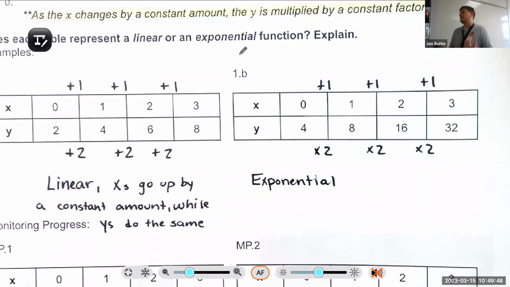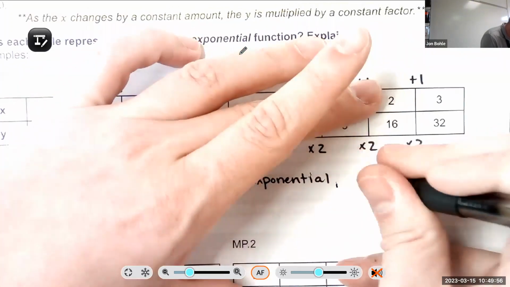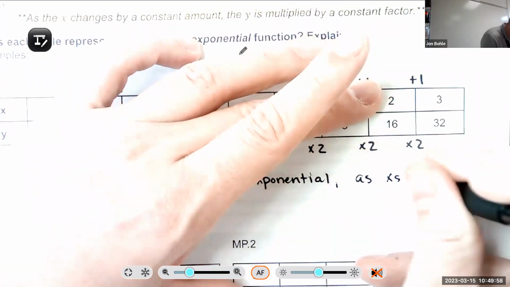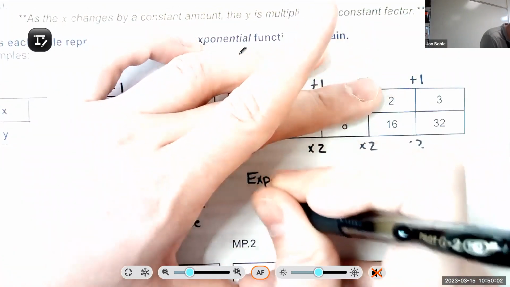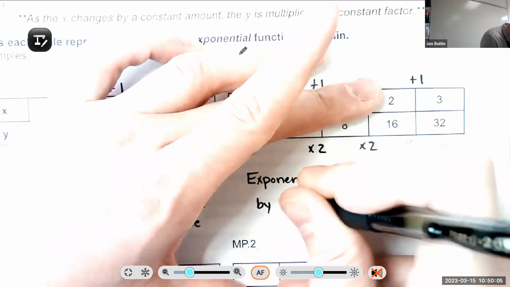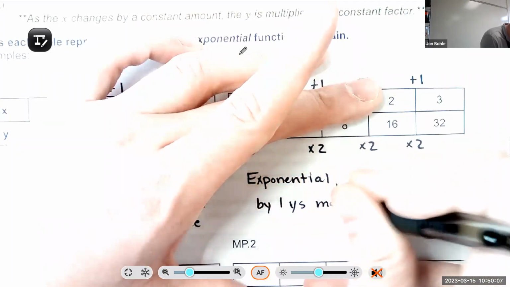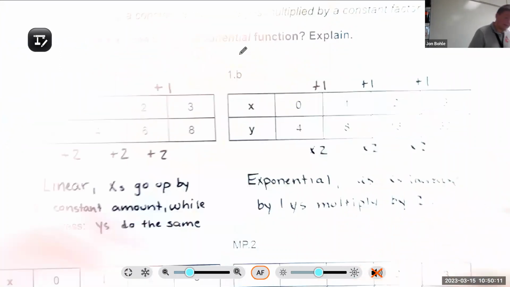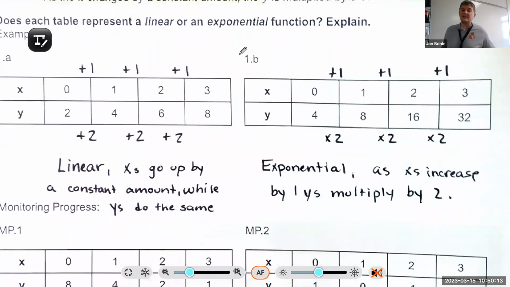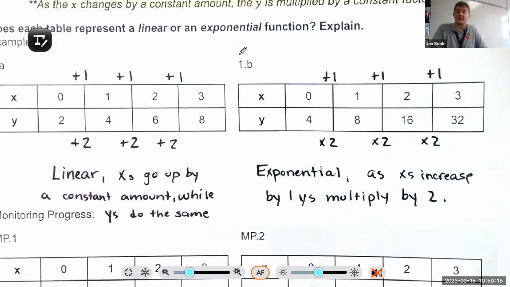And it doesn't have to be exactly that. It could be as x is increased by 2, y's are multiplied by 4.8. That could still be exponential. Okay, so that's an example of what an exponential function is going to look like.